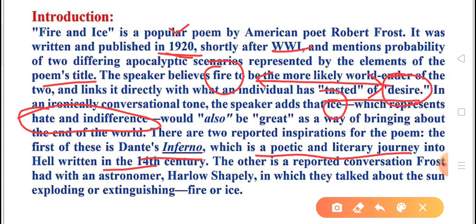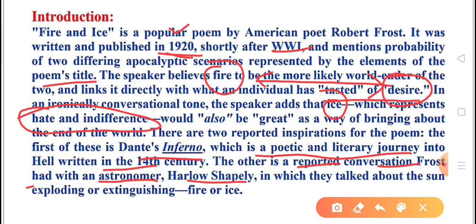The other is a reported conversation Frost had with an astronomer, Harlow Shapley. Harlow Shapley was a contemporary of Robert Frost, and he was a very renowned and great astronomer. One day at a party, a meeting took place and they started discussing. Robert Frost was curious because it was the end of World War I, and the war had caused a great loss of life and resources. And these things sensitize philosophers and poets too much. So in conversation, Robert Frost asked Harlow Shapley how this world would end. What do you think about it?